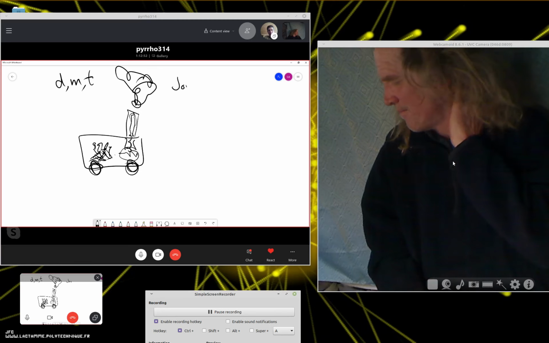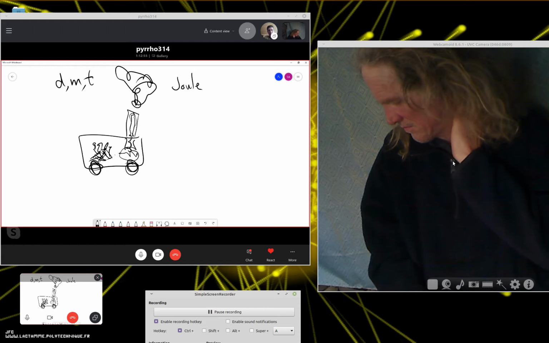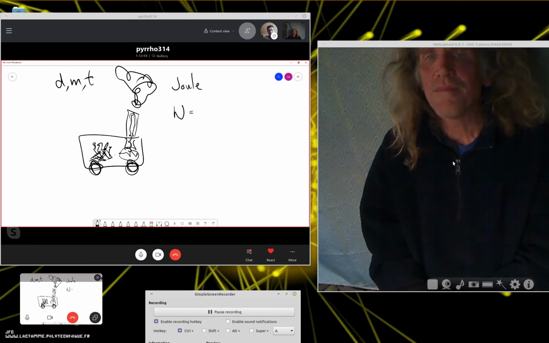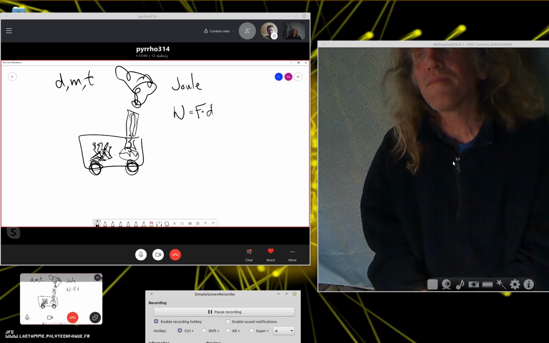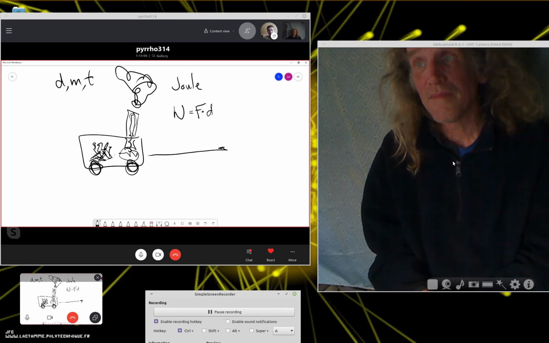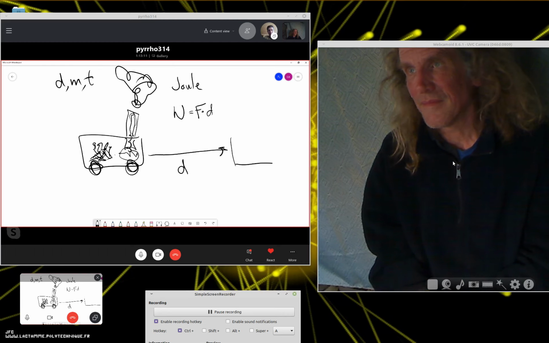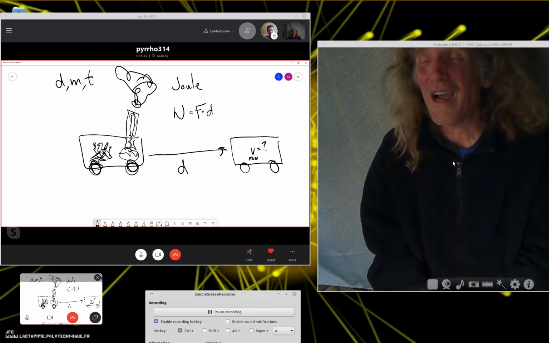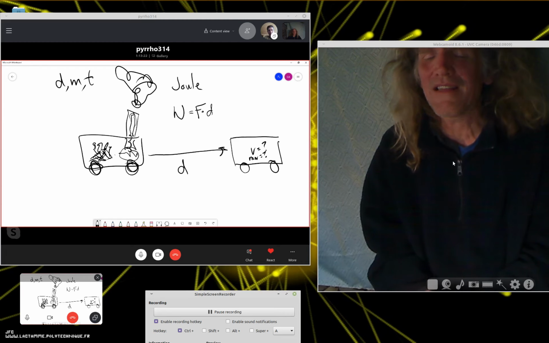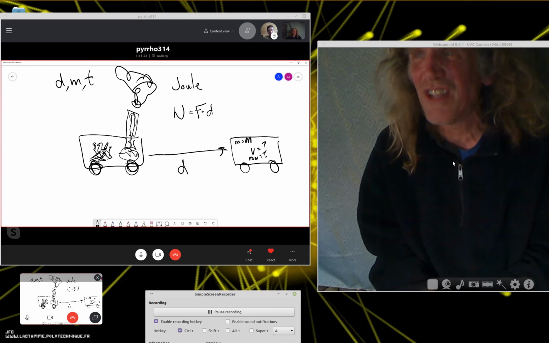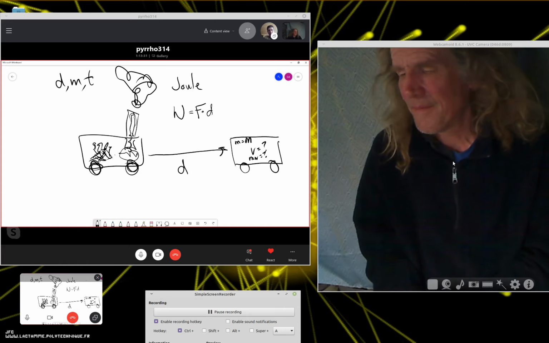The fact of the matter is that Joule, for a fact, said that this concept of work equals force times the distance. Times the distance means that I'm going to apply a force for how long? A distance. And then I'm pushing another little cart that doesn't have a motor. And the question is, what's its velocity? What's its momentum? Work is just telling you about when you're working against inertia. This has nothing to do with the kinetic energy formula. It's zero.